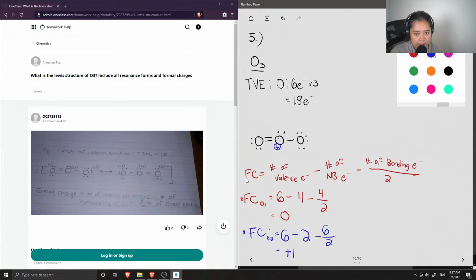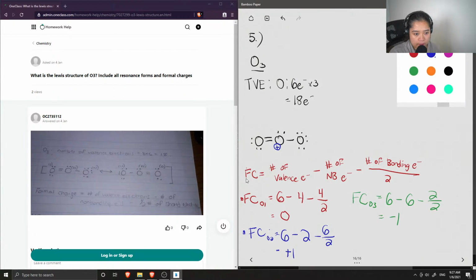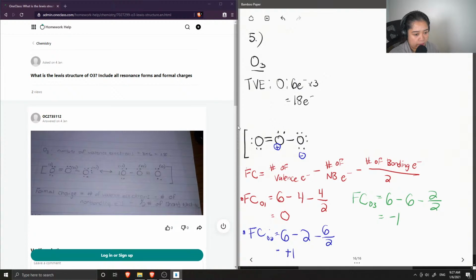And now let's look at the last oxygen. Oxygen 3 has 6 valence electrons. This time the number of non-bonding electrons is 6. And the number of bonding electrons is 2 divided by 2. So the last oxygen has a formal charge of -1. And we get the following as one of the first Lewis structures of this molecule.